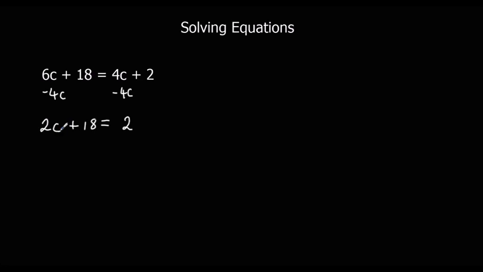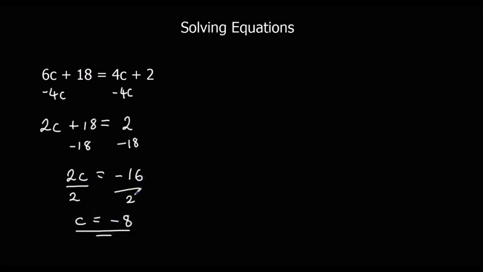I want to get the c by itself, so I'm going to take away this 18 from both sides of the equation again. So on the left I've got 2c left, and 2 take away 18 is going to be a negative 16. And then 2c is negative 16. I need to half it to get 1c, so half both sides, and half of negative 16 is negative 8. So that's the answer.